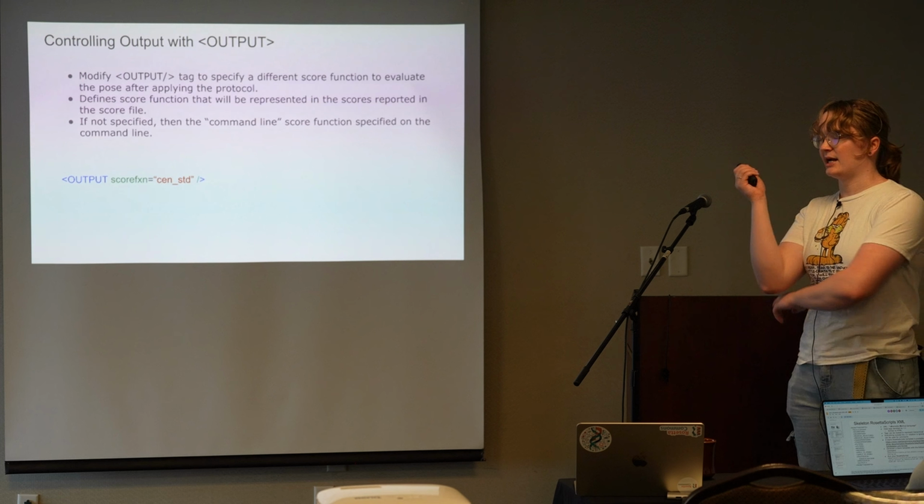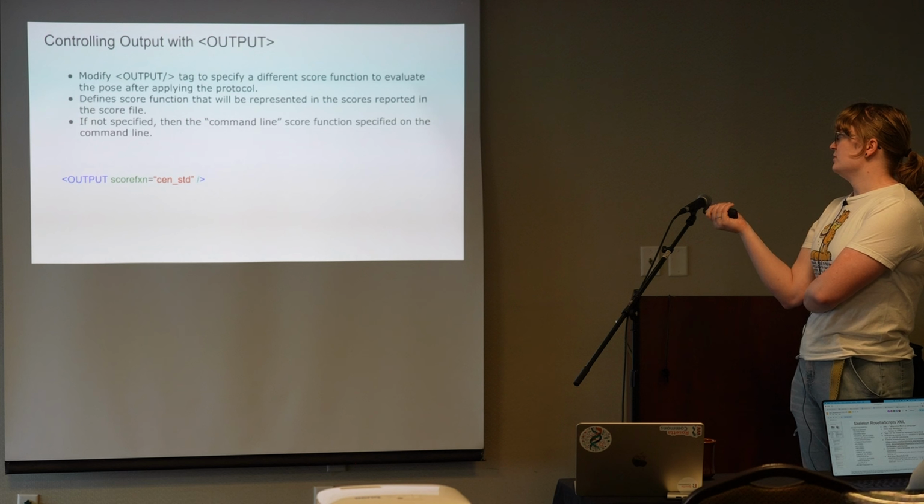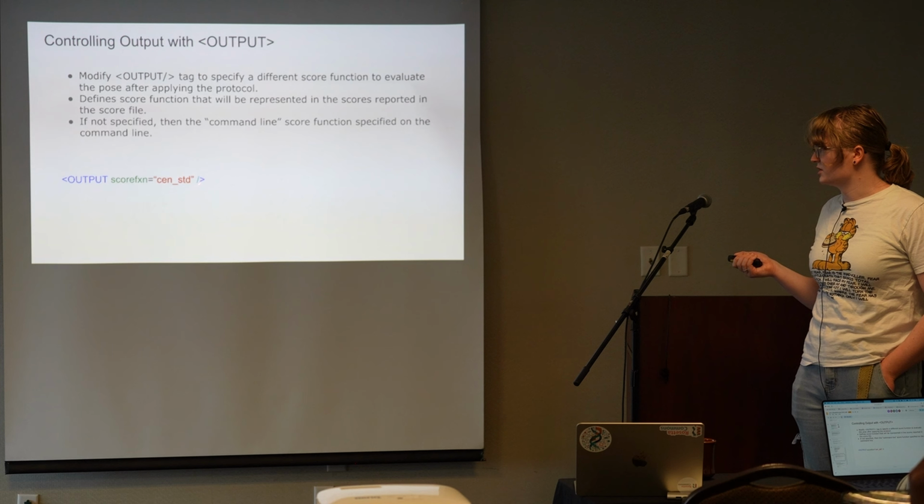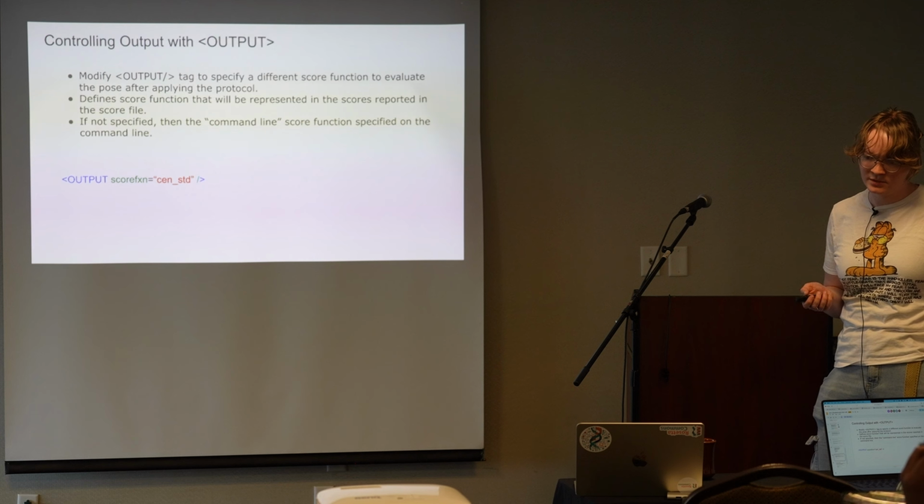Okay, and then the last thing is output. You can modify the output tag to, for example, use a different score function at the end, after you're finished applying the entire protocol for your Rosetta script. Generally, this will define the score function that will be used for the score file output that you get at the end. If you don't want to specify anything, then the command line score function is what it's going to be using. For example, the output score function here is centroid.